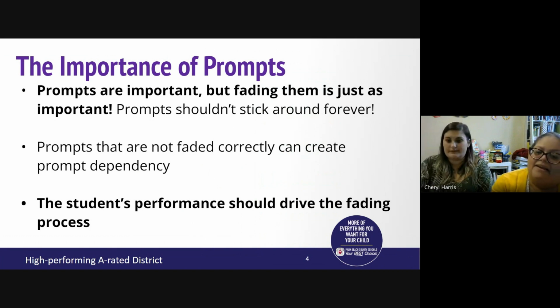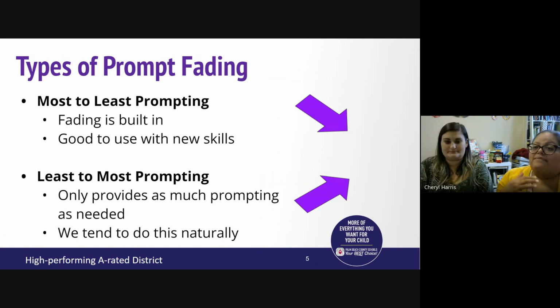Visual prompts to support that. I love it. So they're not necessarily on their own, but they have somewhere to look if they need some support. Exactly. That's awesome. So, types of prompt fading.